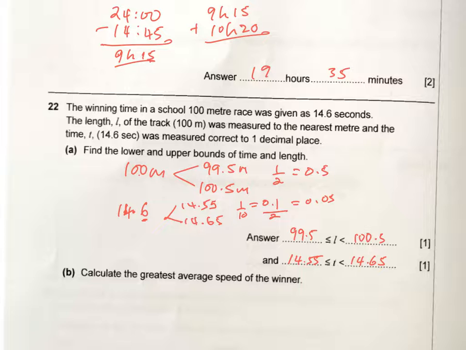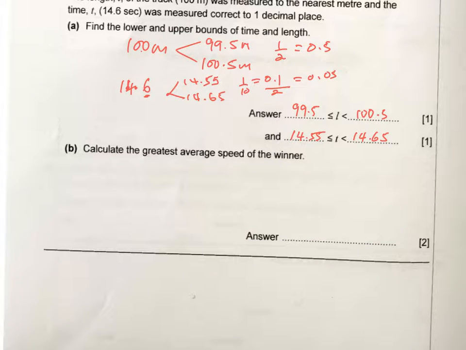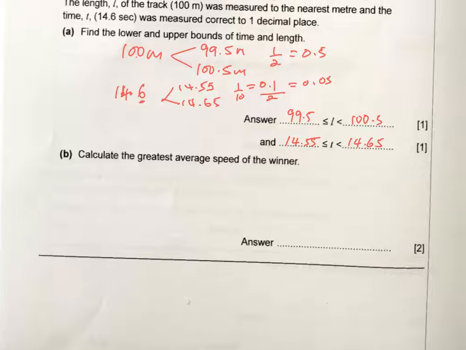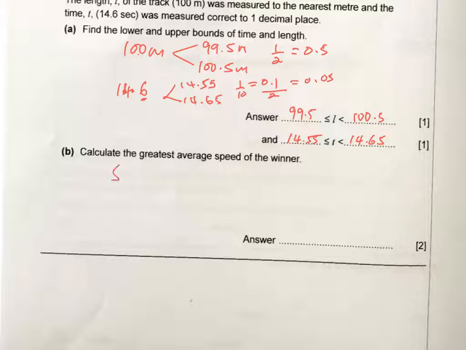Okay, and then we go on to B. Calculate the greatest average speed of the winner. Now I'll go to speed. Okay, speed is distance over time. We know that one. Now greatest means, remember, greatest can be the upper bound UB, and the minimum or the least is the lower bound LB. Now if I want to get the greatest speed, that means I want to get speed UB.